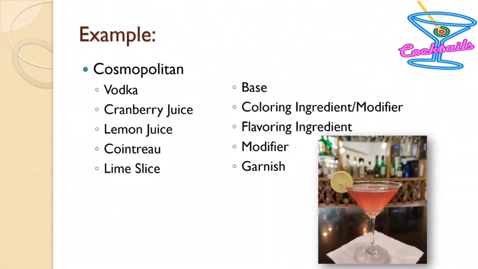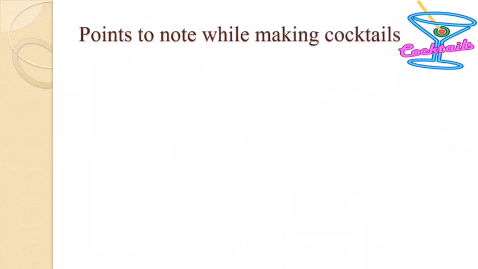So, these are the ingredients and how they play their role in making a cocktail and how they act as a component. So, the component part of the cocktail is pretty simple. There are 4 components, which include base, modifier, coloring and flavoring ingredient, and garnish. The next objective of today's session is points to note while making a cocktail.